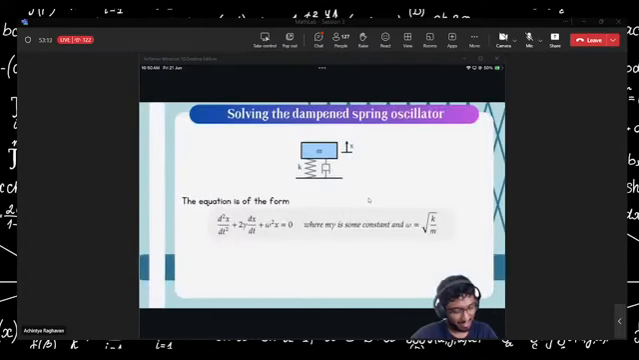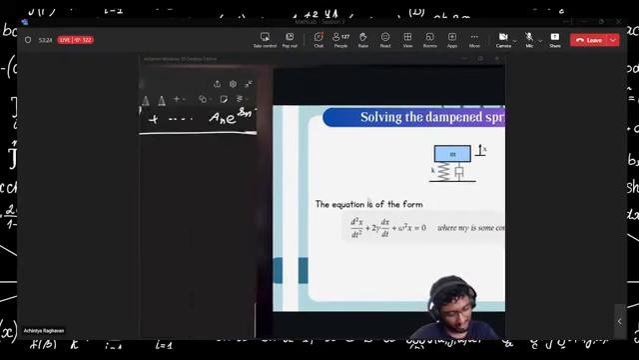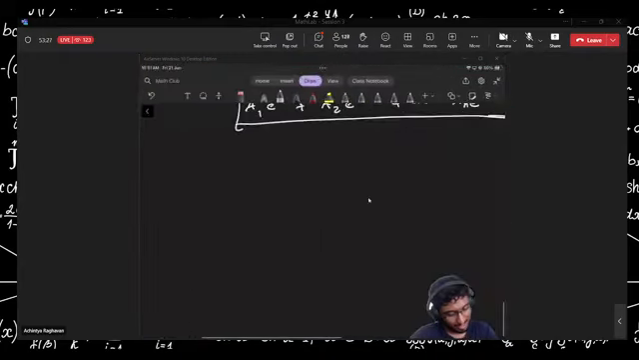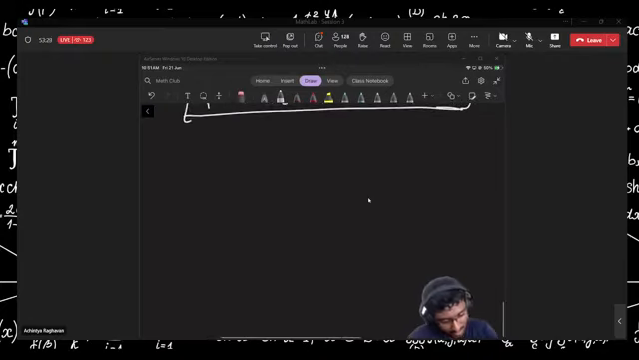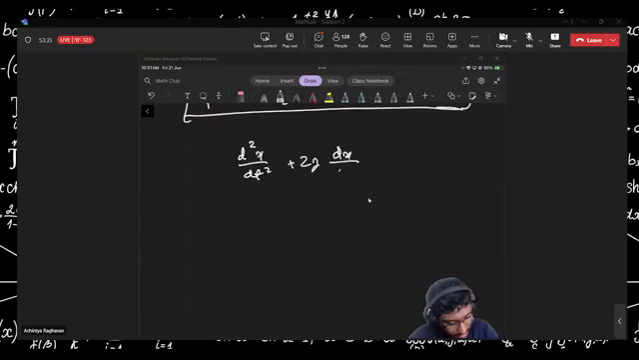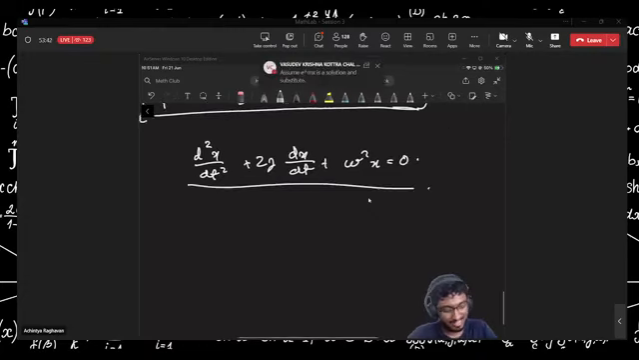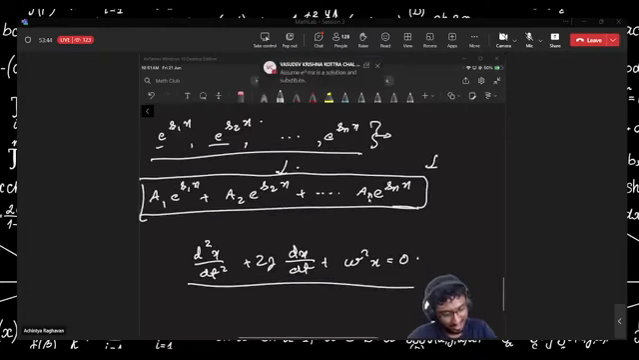So now let's try solving something. This is the damped spring oscillator. This is the differential equation for it. Let's try solving it. What would be the method to solve it? The differential equation is d²x/dt² plus 2 gamma dx/dt plus omega squared x is equal to 0. So what should I do here? We just looked at a way to solve stuff. How should I solve this?